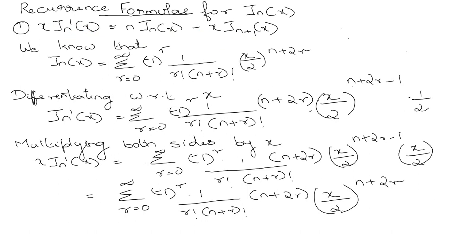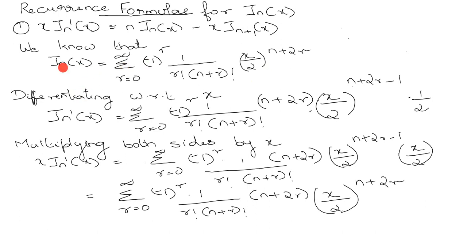Okay. In order to prove this recurrence relation, we are taking the equation for the Bessel's function Jn(x), which is sigma r = 0 to infinity, (−1)^r into 1 by r factorial into (n + r) factorial into (x/2)^(n+2r). Now we are going to differentiate this equation with respect to x.